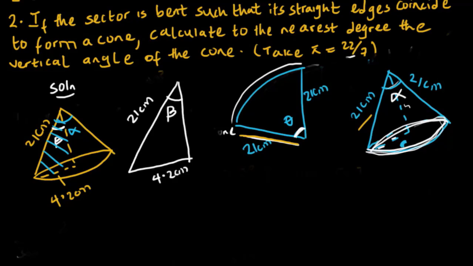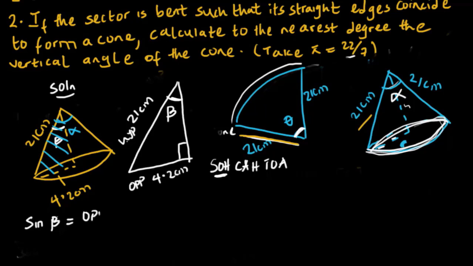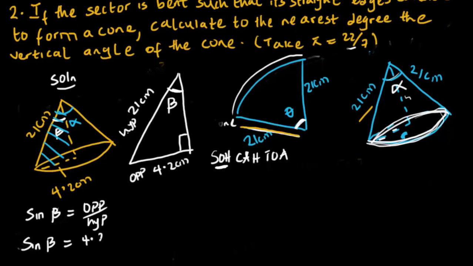Now we can solve this using trigonometry. Remember SOHCAHTOA? The side facing the angle is opposite. Then the side facing the right angle is hypotenuse. So we know opposite and hypotenuse, it means we are going to be using sine. Does this make sense? Sine beta equals opposite over hypotenuse. So sine beta, our opposite is 4.2, all over our hypotenuse, which is 21.